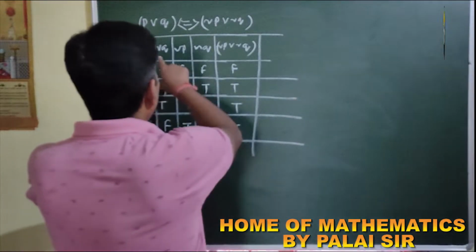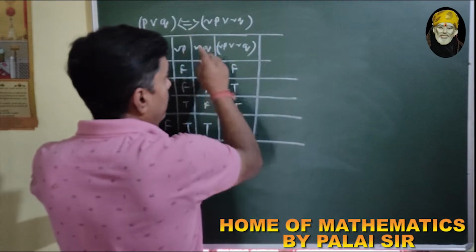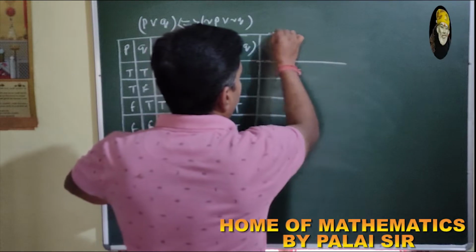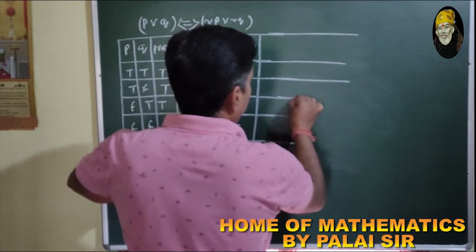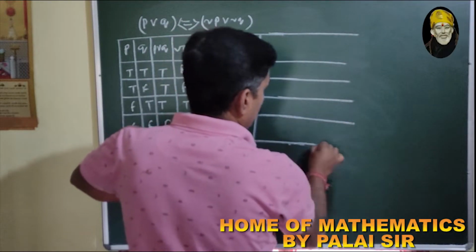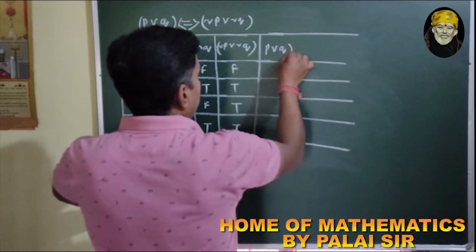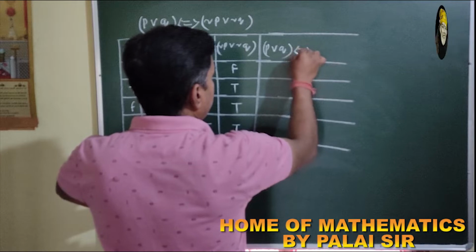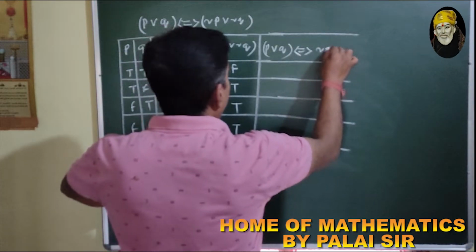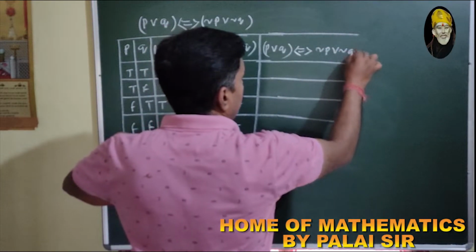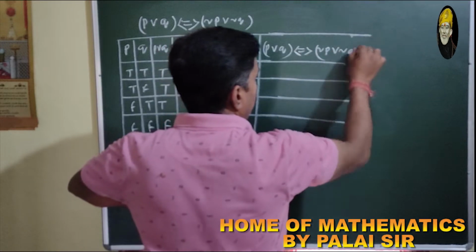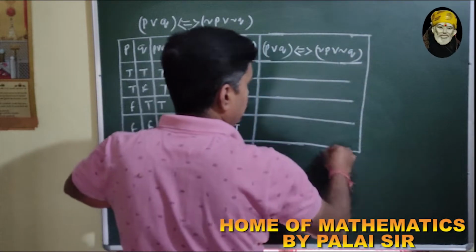Now, in between this and this, what is the symbol? Double implication. So here you write the complete problem. So what you are getting? P disjunction Q, double implication, negation of P, disjunction, negation of Q. This you have to find out the truth value of this one.